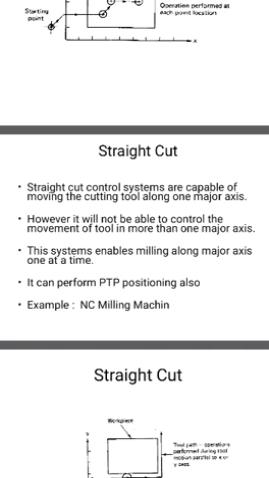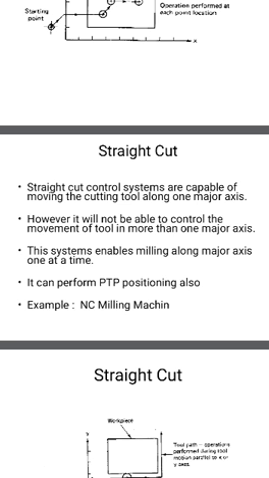One of the major axes will be fixed at the controlled rate suitable for the machine, and the other will be moving parallel to the machine. This is called straight cut. Straight cut control systems are capable of moving the cutting tool along the major axis, such as the z axis. However, it will not be able to control the movement of the tool in more than one major axis.